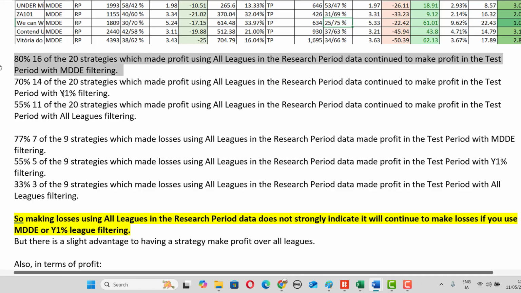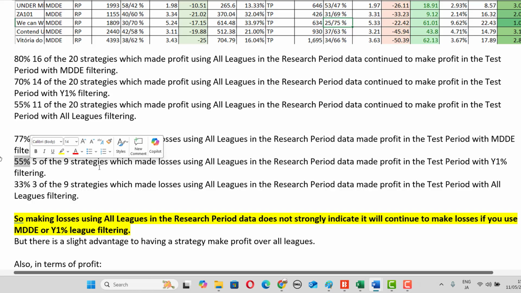If we look at the effect it has with the 1% yield filtering method, 70% or 14 of the 20 strategies which made profit using all leagues in the research period continued to make profit in the test period, but only 55%, 5 of the 9 strategies which made losses using the all leagues in the research period data made profit in the test period. So there's a significant increase in the chances of success there when using the simple 1% filtering.